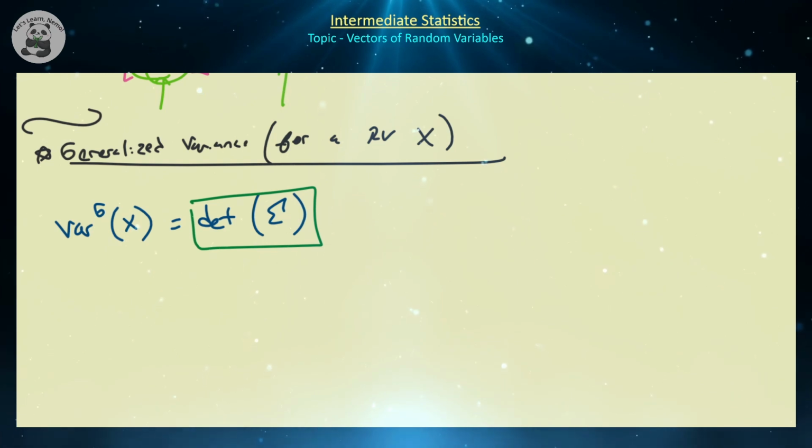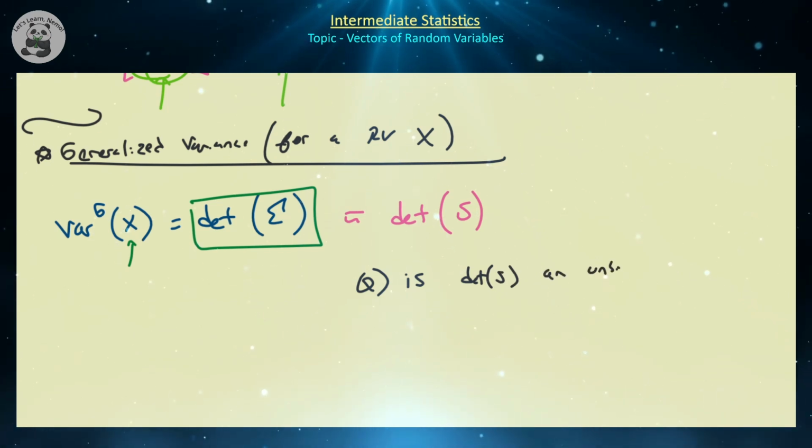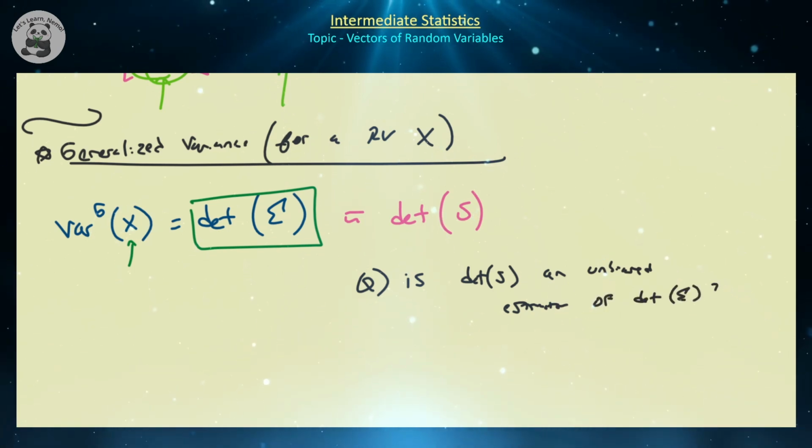It's just going to be a number because we're taking the determinant of a parameter matrix. And obviously that's going to be a random vector. What are you going to approximate that with? So one could ask, well, obviously I'm going to approximate that with the determinant of the sample covariance matrix. And the next question then becomes, is the determinant of S an unbiased estimator of the determinant of sigma?